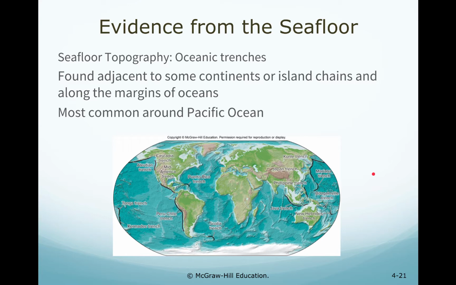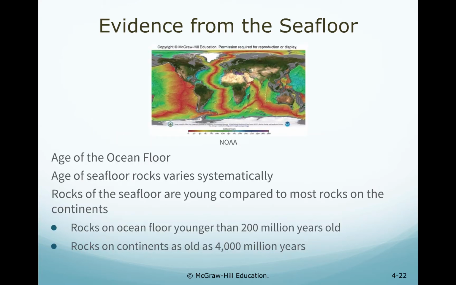The age of the ocean floor. How old is it? Well, the age of the seafloor rocks varies systematically. The rocks of the seafloor are very young compared to most rocks on the continent. Rocks on the ocean floor are younger than 200 million years old, and rocks on the continent are as old as 4,000 million years old. That's quite a difference.